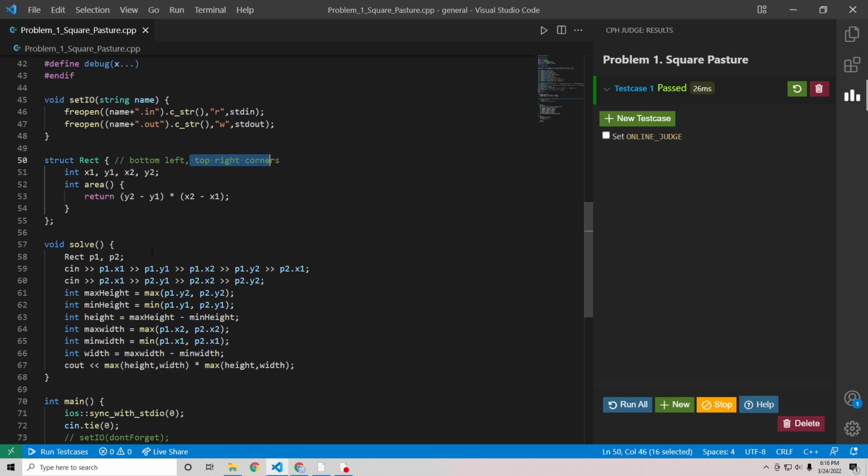So we read in the bottom left and the top right point. Read in the bottom left and the top right point. And now for the max height, we want to find the max y coordinate between the y2s, and the min height is the min y coordinate between the y1s. And then the height is just going to be the max height minus the min height, and we do the exact same logic for the width. And then in the end, now we know the height, we know the width, it's just the maximum of the height and the width, squared. And this should pass.